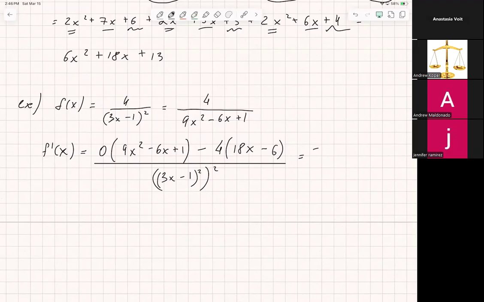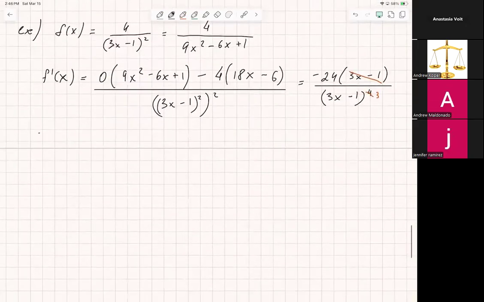Okay, so let me actually factor out 6 from the numerator. So we have negative 4 times 6, that's 24, and we have 3x minus 1 divided by 3x minus 1. And here we have 2 times 2, that's going to be 4, so the fourth power. Now you see that we can cancel the term in the numerator, and we can reduce a power here.